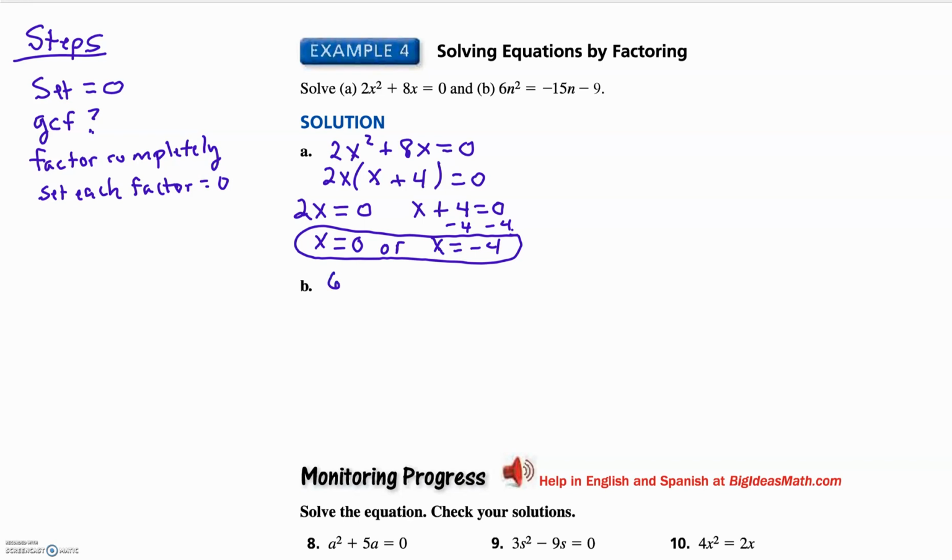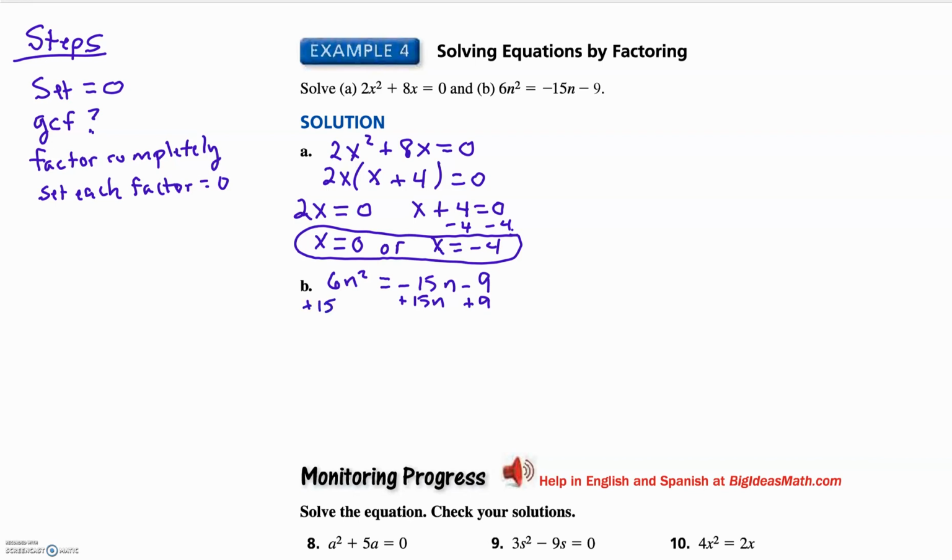Write down the polynomial 6n squared equals -15n minus 9, sorry, I said 19. The difference about this one is I don't have it equal to 0. So my first step is going to be to rewrite the equation so that I have a polynomial equaling 0. So I'm going to add a 15n to both sides, and I'm going to add a 9 to both sides.